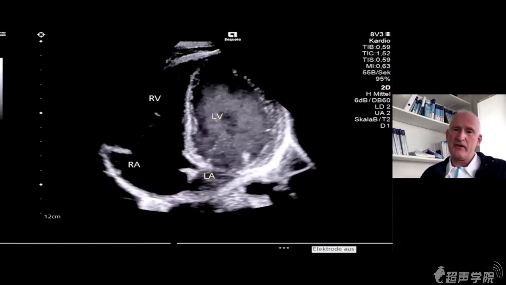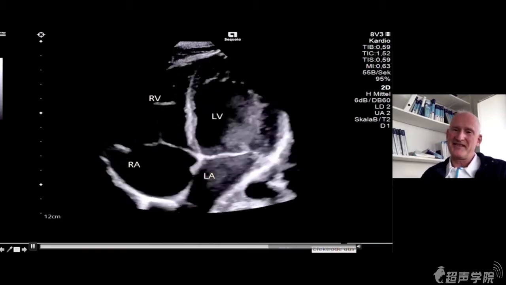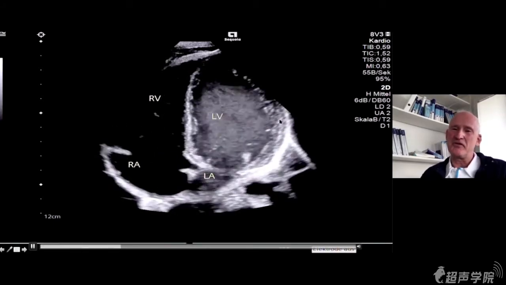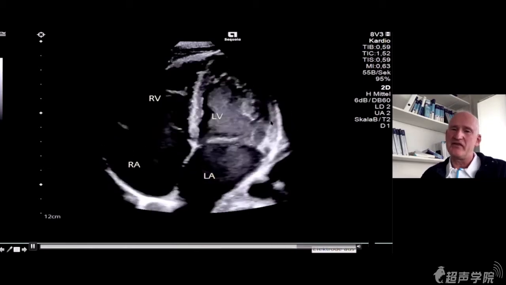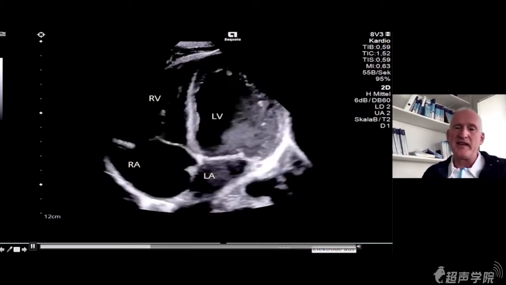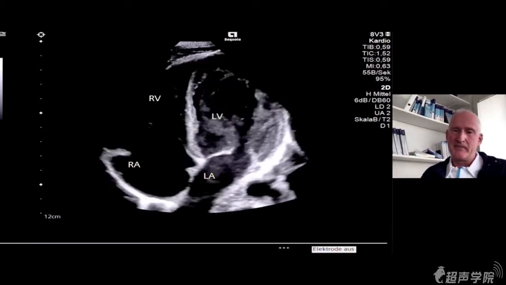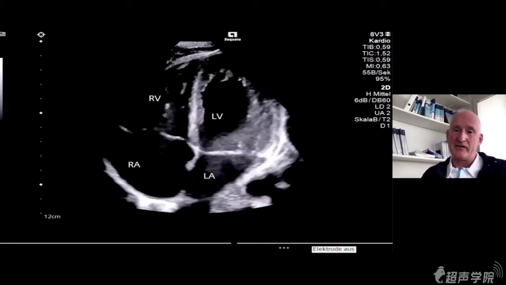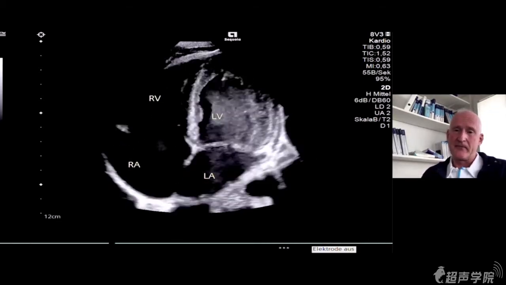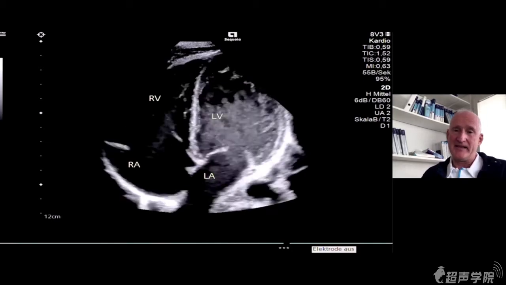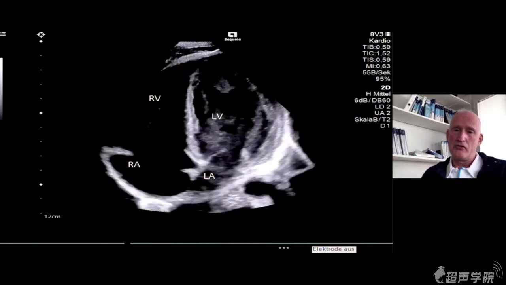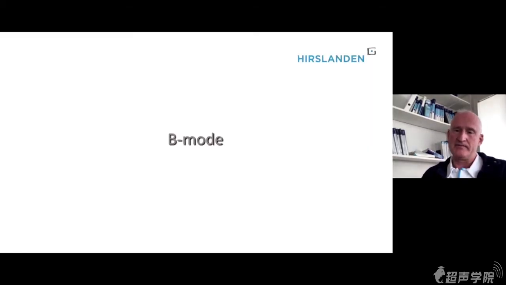Some systems have really contrast enhancement without contrast agents. So we have tissue harmonic imaging, physics, and some special effects and artifacts we have to take care of. And it's exciting to learn about those artifacts. The secret of good contrast-enhanced ultrasound is a good B-mode image.